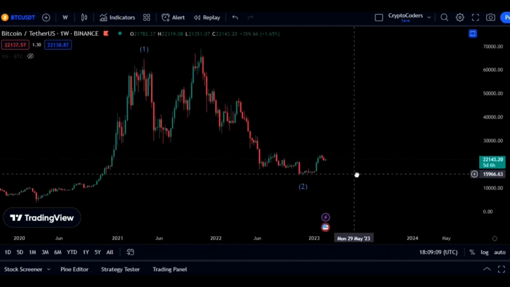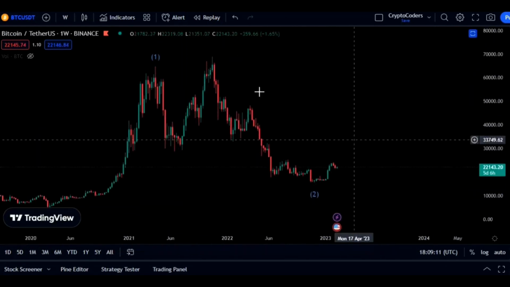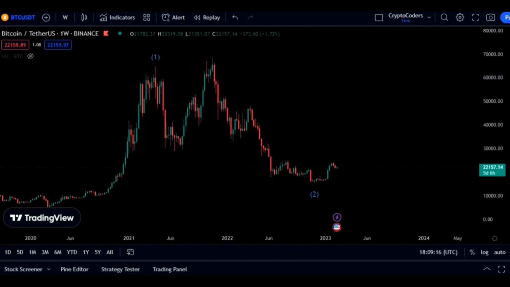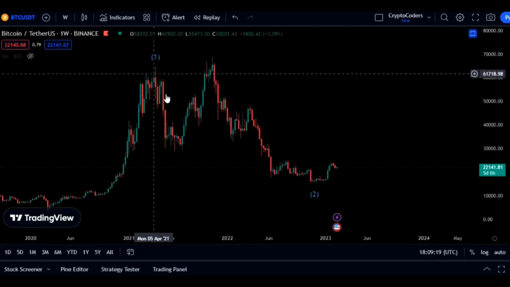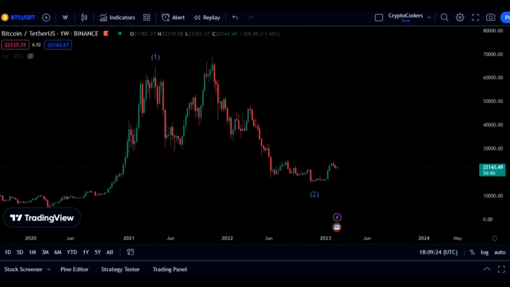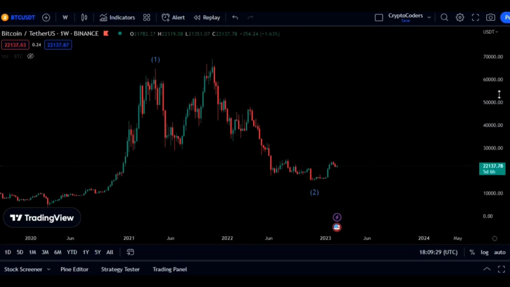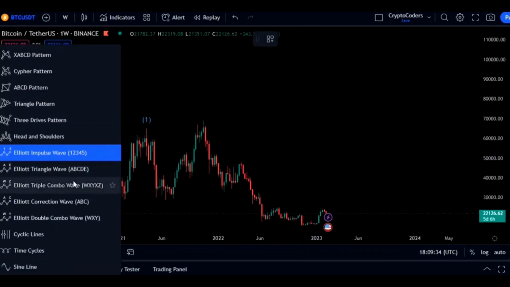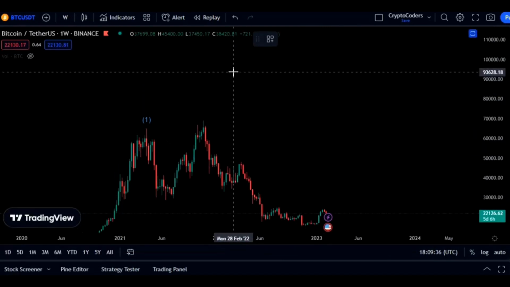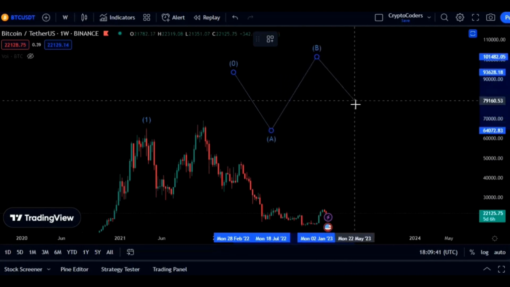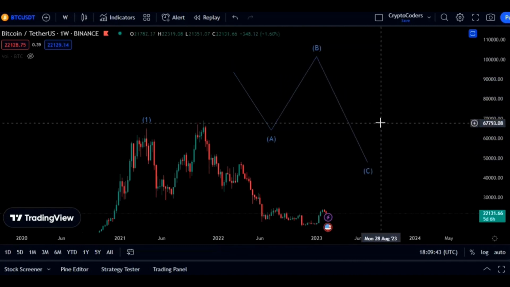So this wave 2 is what I wanted to talk to you about. As I just told you, this whole thing was our wave 2. Our wave 2 was an expanded flat correction. Let me first explain to you what an expanded flat correction means. An expanded flat correction is made up of A, B and C waves.